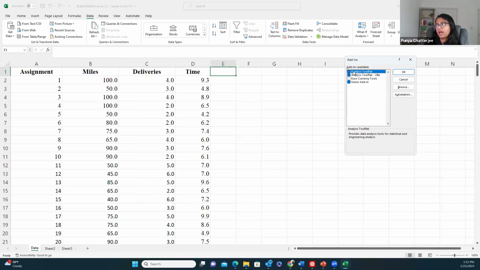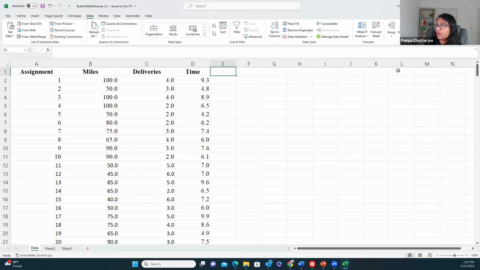Once you do that, you'll have a few options. I just want Analysis ToolPak for this class, so you just select Analysis ToolPak. You could also go ahead and select Solver Add-in because later in the semester, we will also use that add-in. But for now, only Analysis ToolPak would be fine too. So you'd select Analysis ToolPak and then press OK. Once you do that, under your Data tab, you should see Data Analysis.